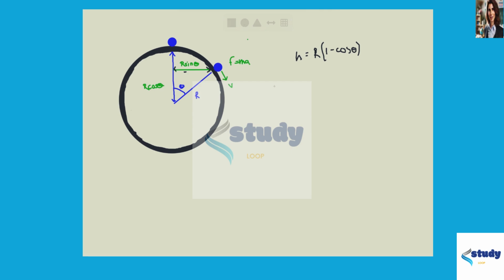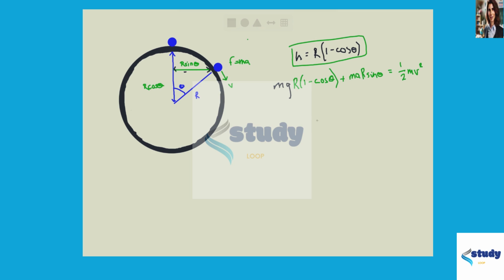We know that this length here is r sine theta. So mg multiplied by the change in height, which gives us the gravitational potential energy, so times r(1 minus cosine theta). And because this acts in the same direction as the force, we can add the force, ma, due to the fact that F is equal to ma, multiplied by the distance it travels in that direction, r sine theta, and equate this to the final kinetic energy, which is equal to 1/2 mv squared.